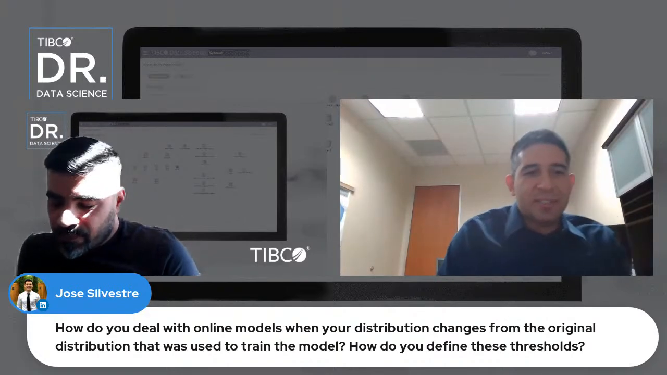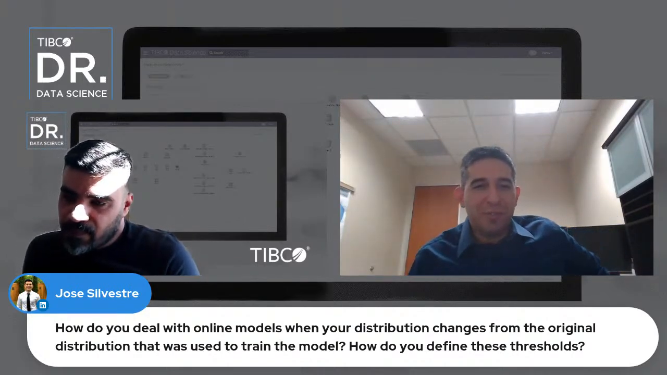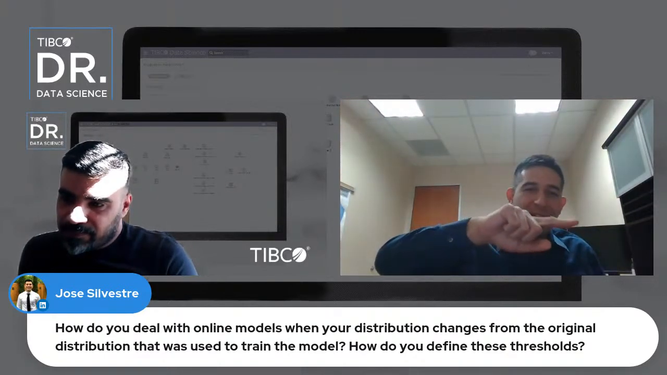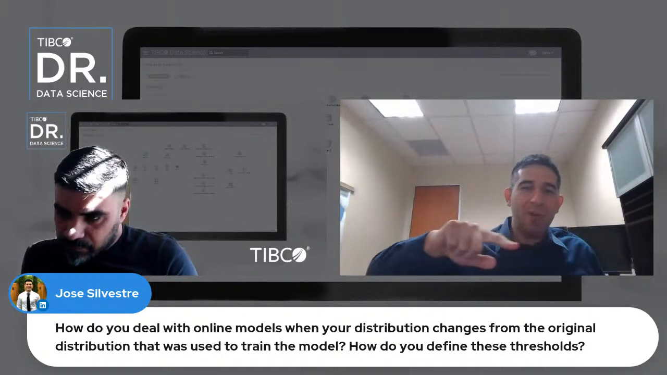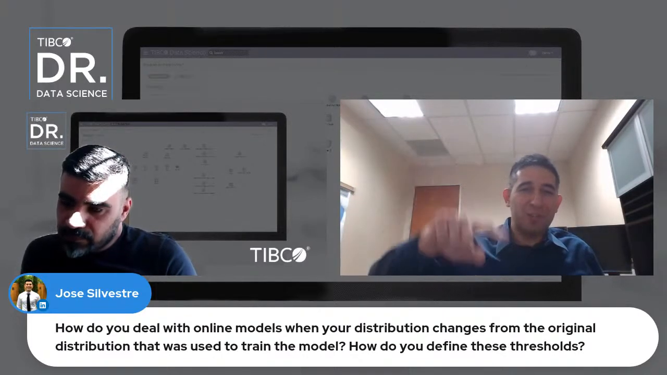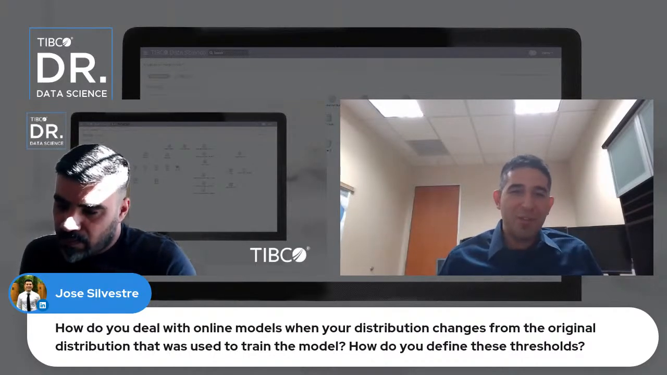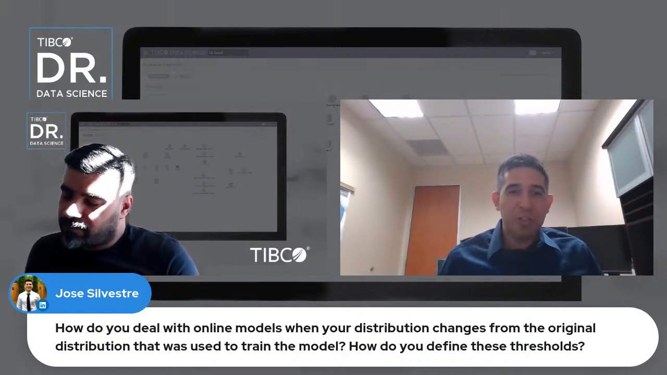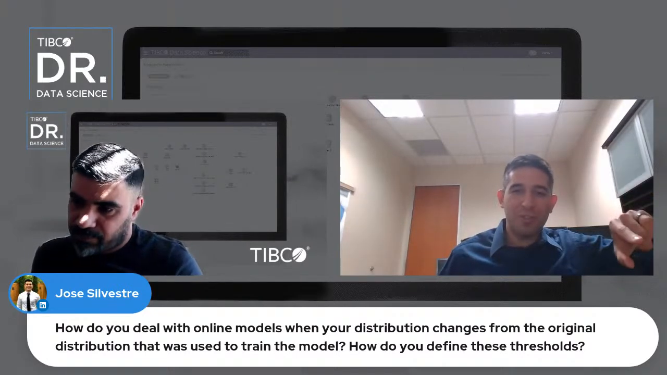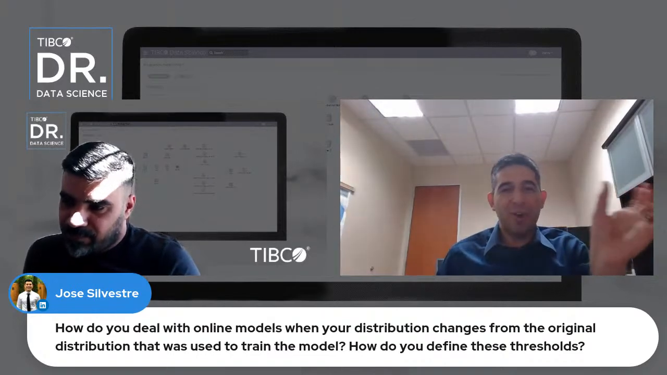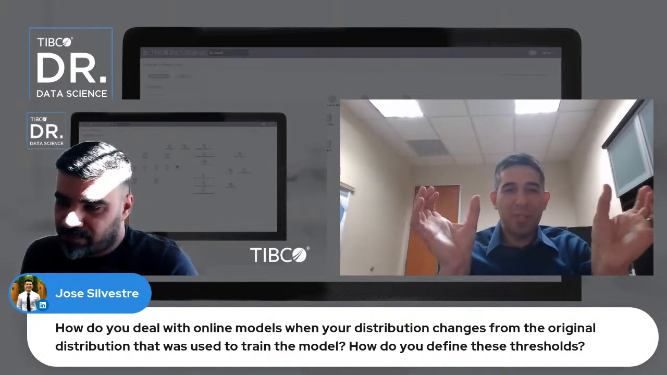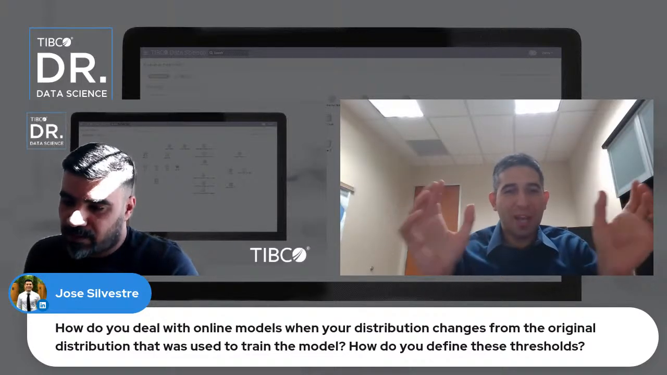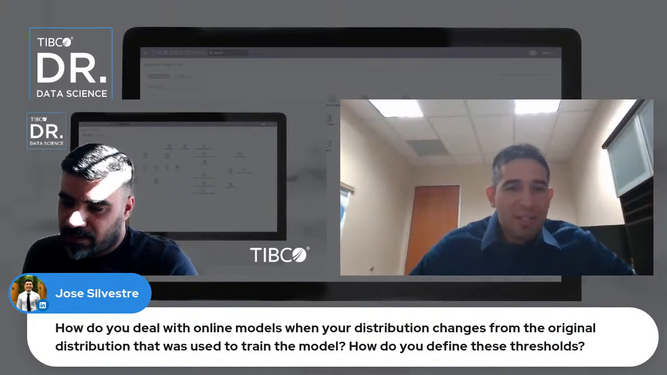Yeah, so if your distribution changes from the original distribution, for example, let's say you have one parameter that has such a distribution, and now you have a distribution that is completely outside of that range, you'd have to retrain the model. I wouldn't try to take a distribution on the far left and apply it to a model, because now you're extrapolating again, right? Exactly. You would almost have to recreate another model. That's what I would do.